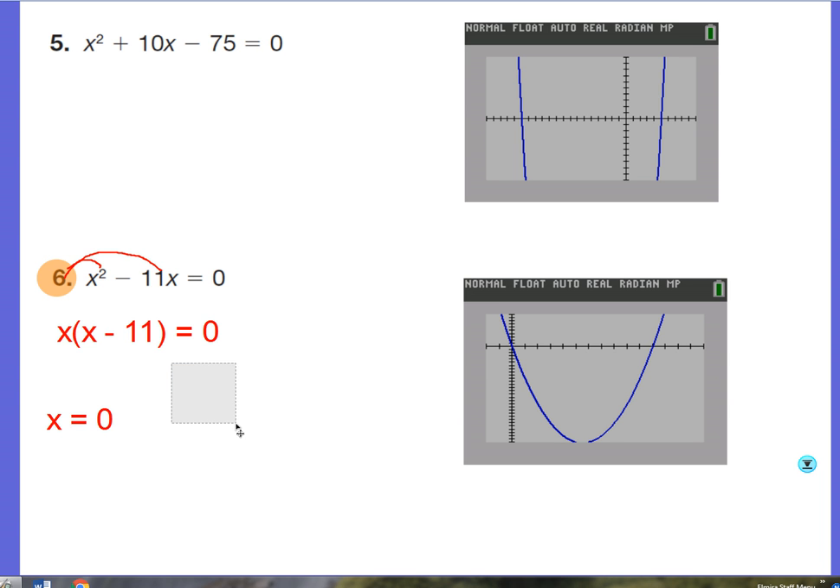Then we're going to have x minus 11 as our other factor. And what take away 11 would be 0? Well, a positive 11. And we can see that on the graph, 0 and 11.